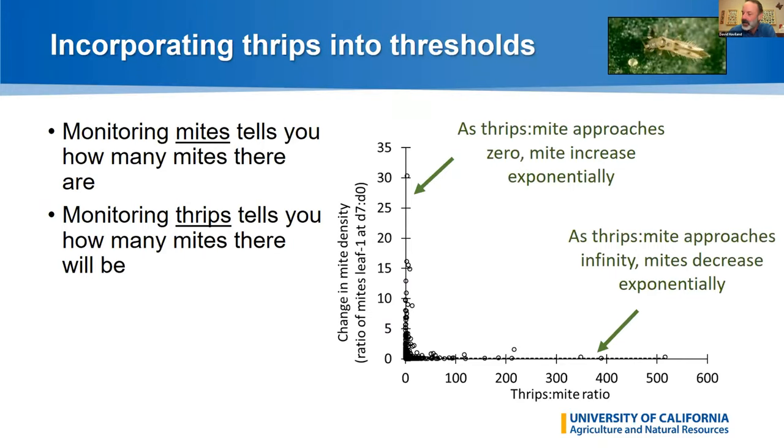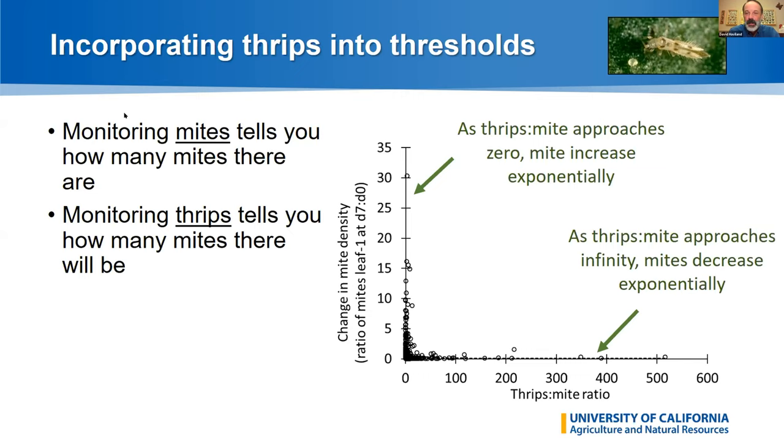So we have tons and tons of data on thrips and mites. And so we took a couple thousand data points and put them together and made this chart. On the x-axis, you can see this is the thrips to mite ratio, and on the y-axis is the change in mite density. On the right side, 600 thrips per trap per week for every one mite per leaf. Okay, so right is a ton of biocontrol. Left side, zero thrips per week for every mite, which means no biocontrol.